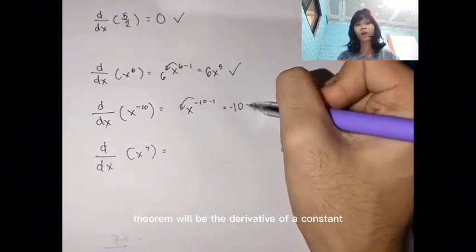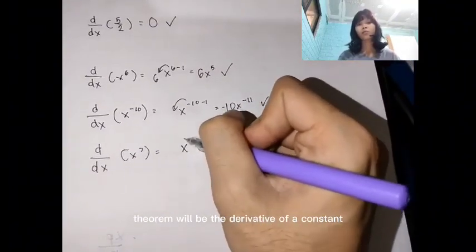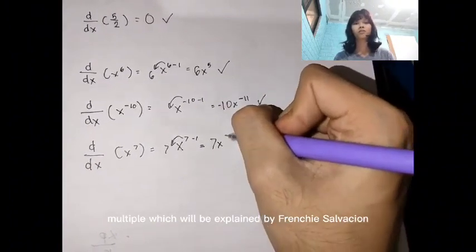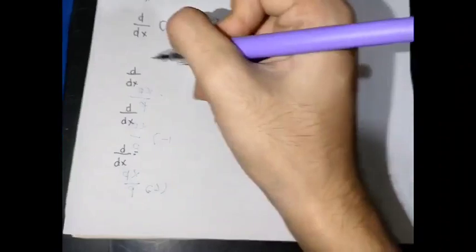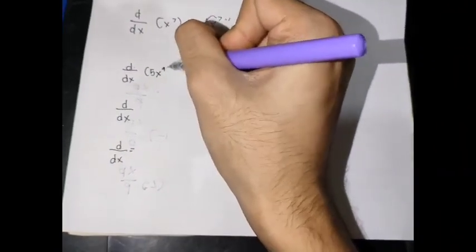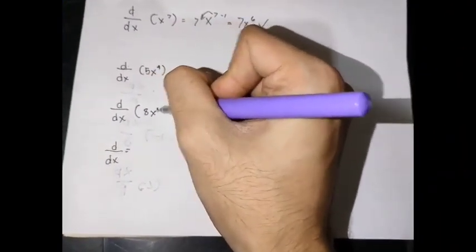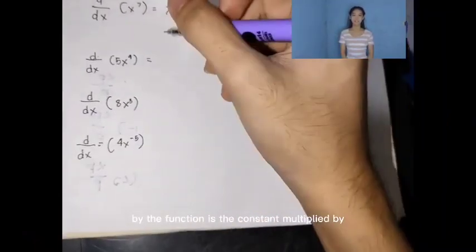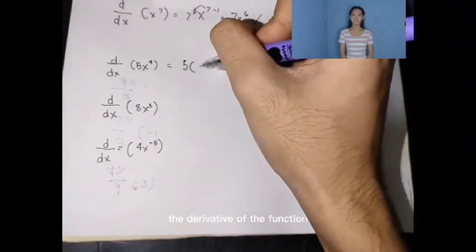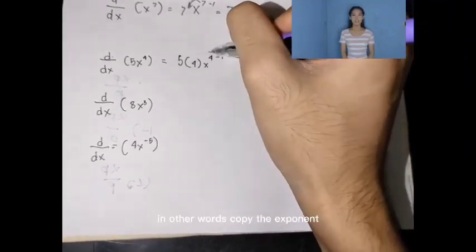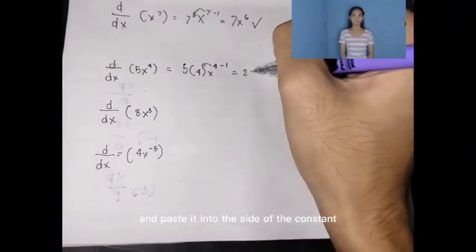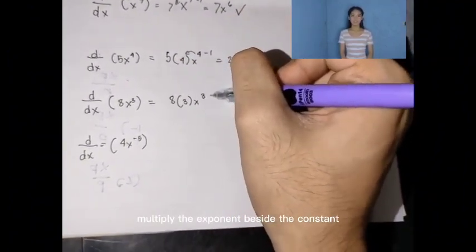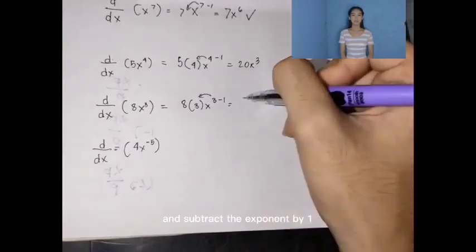The next theorem will be the derivative of a constant multiple, which will be explained by Frenchy summation. The derivative of a constant multiplied by a function is the constant multiplied by the derivative of the function. In other words, copy the exponent and paste it to the side of the constant. Multiply the exponent beside the constant and subtract the exponent by 1.